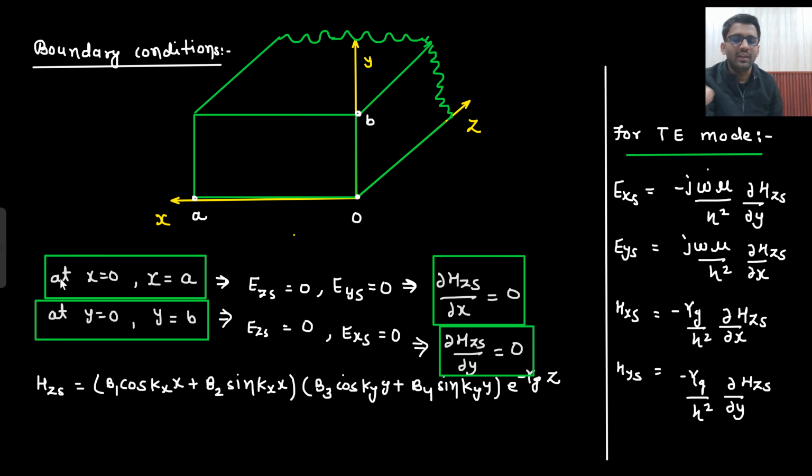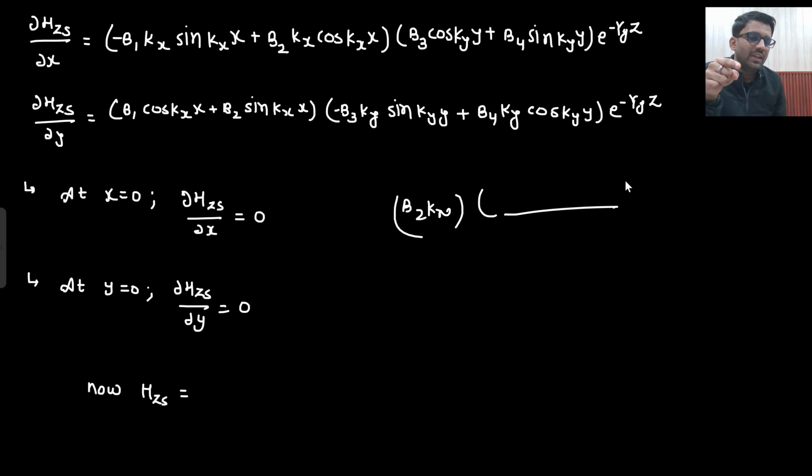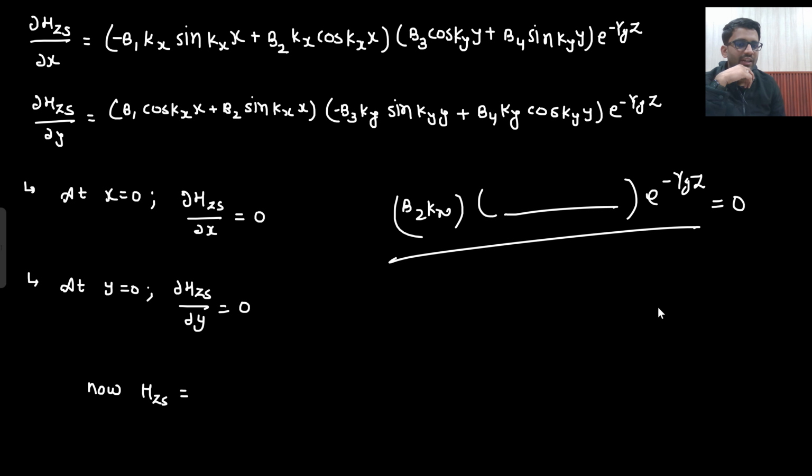So first I am going to apply x equals 0, where I have this equal to 0. If I put x equals 0 in this expression, what will happen? Sin 0 will be 0, so this b1 will be gone. What will I be left with? b2 kx. Then this y expression will be there as it is, e to the power minus gamma z will be there as it is. And now this complete expression has to be equal to 0.